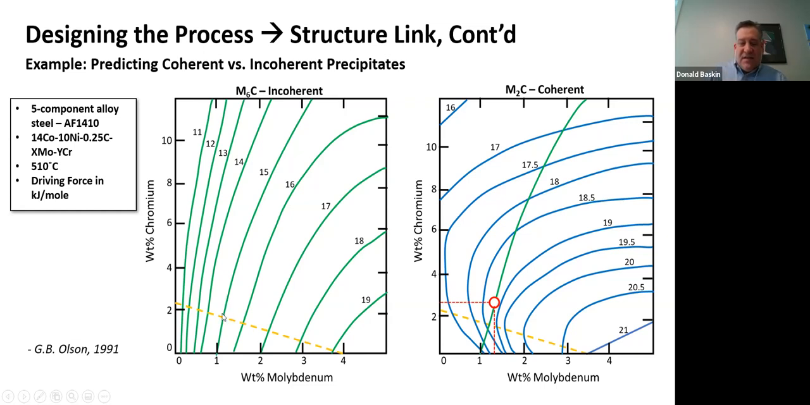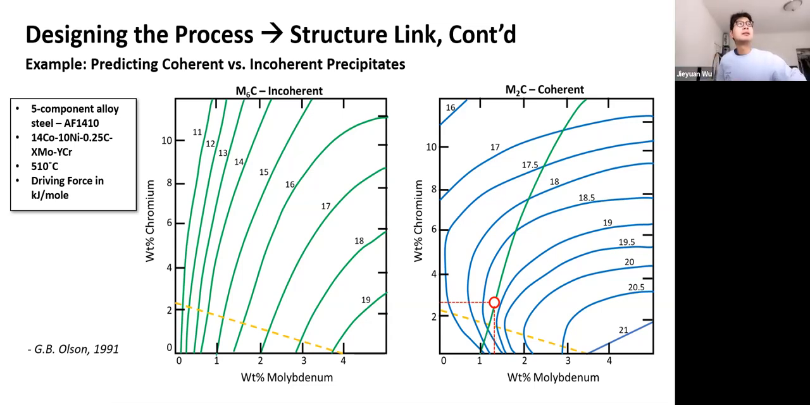Okay, so they fixed it there. They said we have to stay to the left of this line, and we want to maximize the molybdenum. So that puts us right here, which is at the nose of that 19 kilojoule per mole line, the blue line here, for the M2C carbide. Make sense? Yeah, that makes perfect sense now.